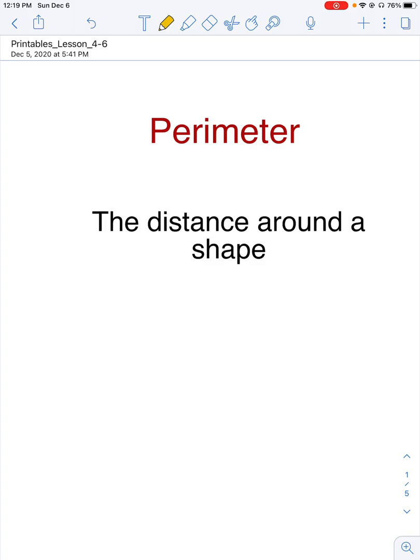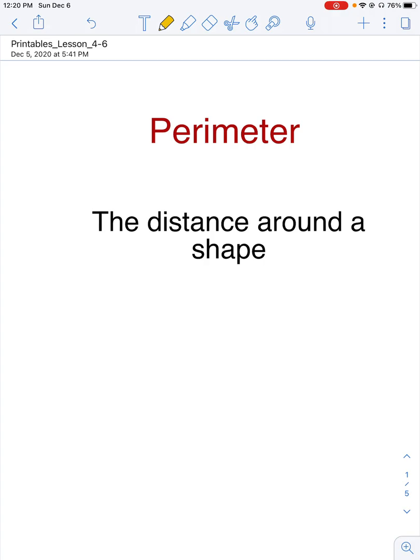So the reason that I had you measuring last week is because we need to measure around the edge of the shape to find what the perimeter is. So I gave you a little practice beforehand so that you could know how to find the perimeter now.